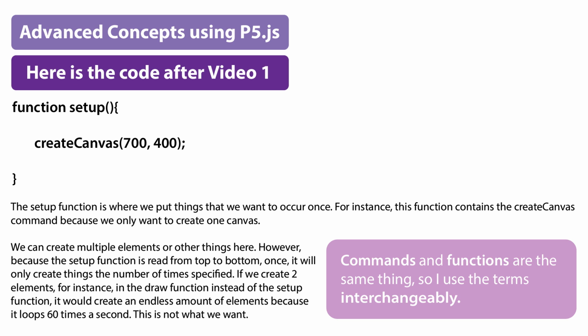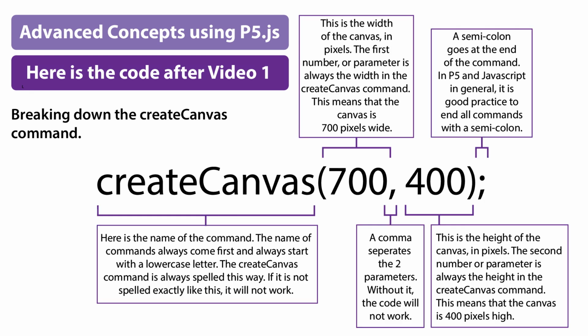Commands and functions are the same thing, so I use the terms interchangeably. And we can see the code in the setup function. And so here we see how to write the create canvas command. So we write it exactly like this because JavaScript is case sensitive. And here there are two parameters, and the first one is 700 and the second one is 400. So the first one is the width, and the second one is the height of the canvas.